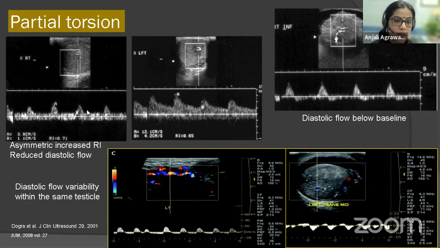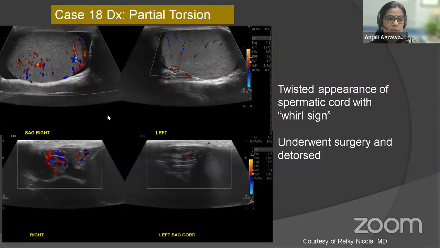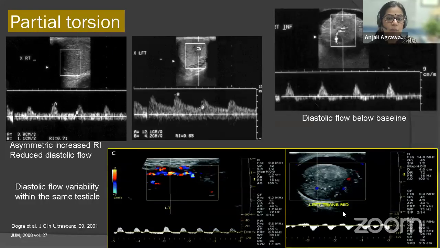Basically compare the two sides, and the affected side where the pain is would show increased RI, or might show a diastolic flow that is below the baseline, or a reduced diastolic flow. And the diastolic flow might show some variability within the same testicle. So as I showed you, the flow in the testicle on color Doppler is not uniform. The diastolic variability may also be there.